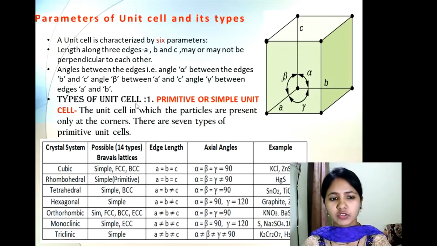In the same way, you have to just go through each and every unit cell and see its edge lengths, axial angles and the examples. You have to learn this. It's very important for your exam. So total there are 7 types of primitive unit cells. Let's move on to the next topic.